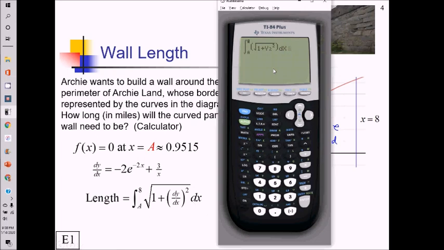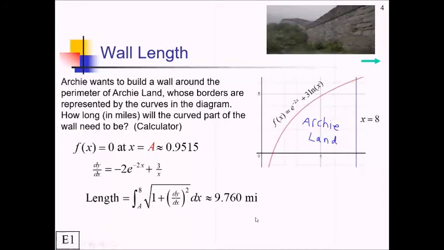So here's what I've entered on my calculator. I did math 9 to get integral. Alpha A, 8. I've got the square root of 1 plus y2 squared, because again, that's where I stored my dy over dx. And let me press enter. That comes out to about 9.760, and that's going to be in miles.